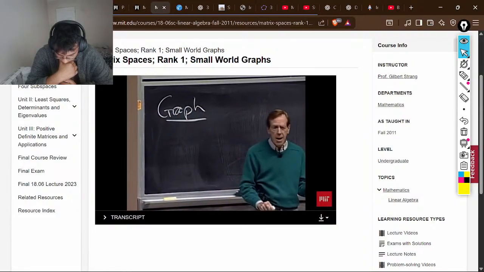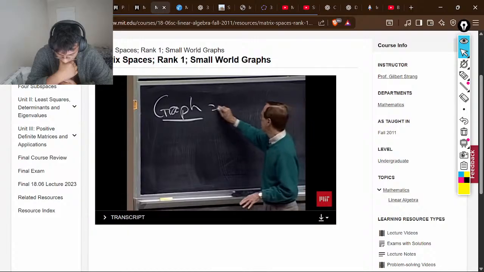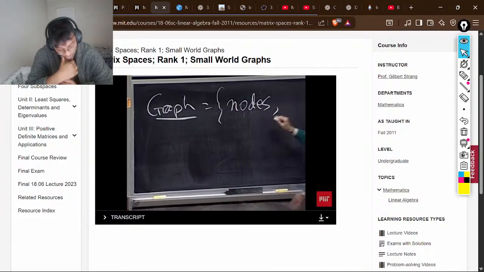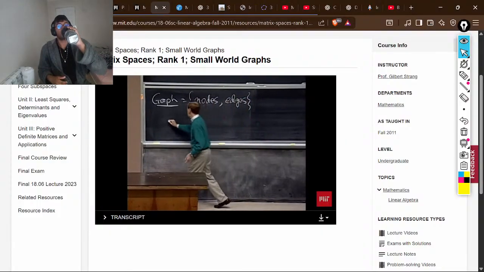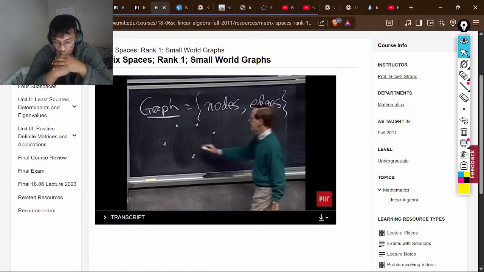Okay, this isn't calculus. I'm not thinking of some sine curve. The word graph is used in a completely different way. It's a set of a bunch of nodes, and edges. Nodes and edges. So I have 5 nodes, and I'll put in some edges.